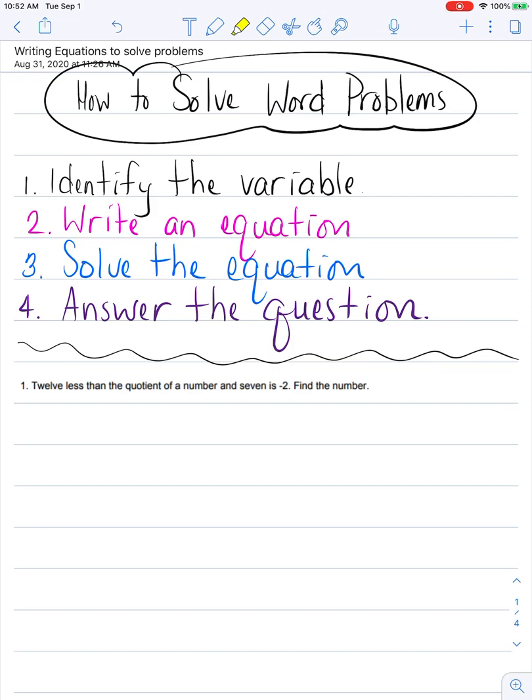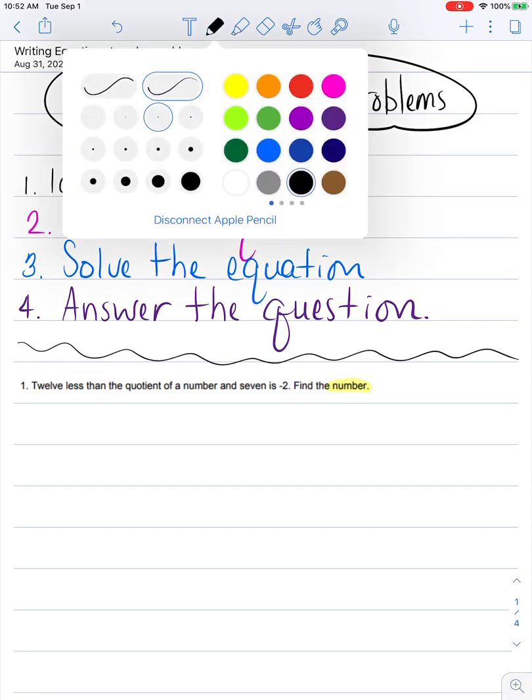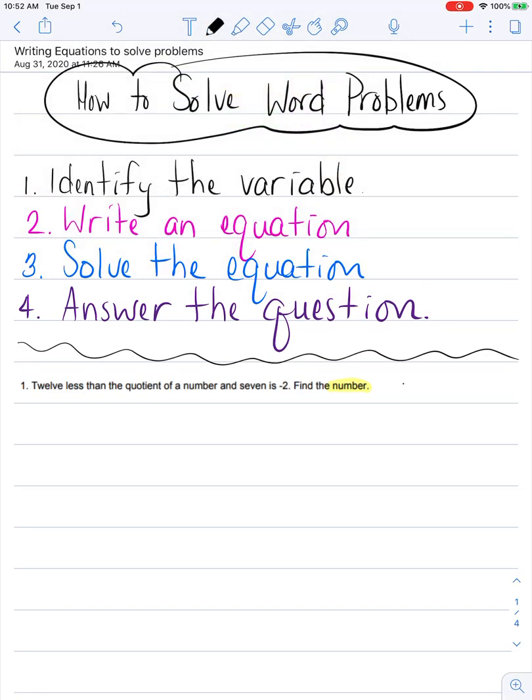Number 1, first I'm going to read it to identify the variable. 12 less than the quotient of a number and 7 is negative 2. Find the number. So it's asking us to find a number. So the variable that I want to use, I'm going to use n since it's talking about a number. Next, I'm going to use my key words and numbers to write the equation. 12 less than the quotient of a number and 7 is negative 2.